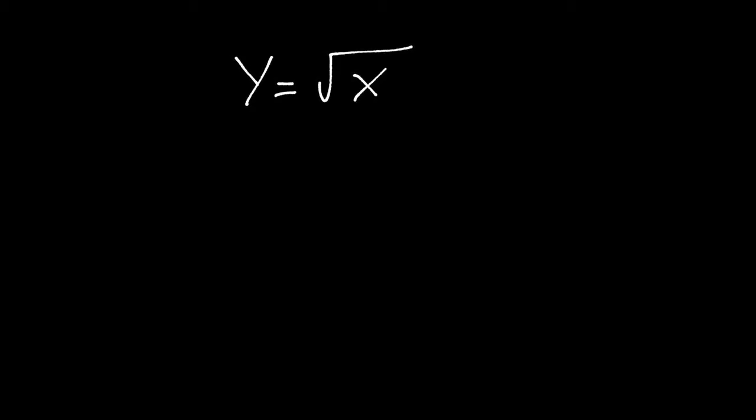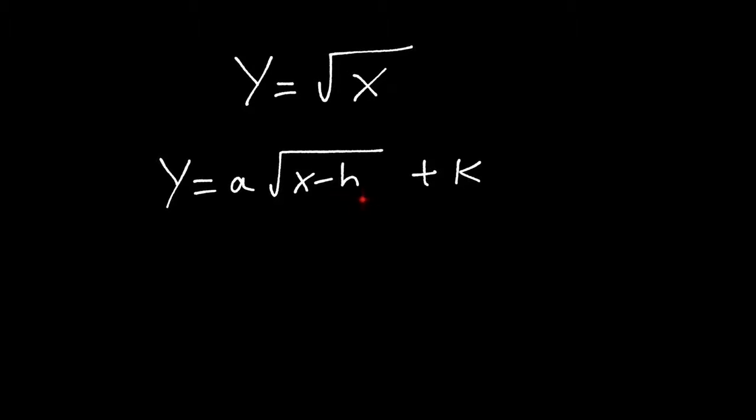Now, as I said, we have some transformations. The transformation formula is going to look something like this. We start off with y equals a times the square root of x minus h, plus k. And that's a whole lot of stuff right there. And each variable, a, h, and k, changes our graph just a little bit. So we're going to go through some examples and see what does h do, what does k do, and then what does a do. So without further ado, let's take a look at an example that deals with h.